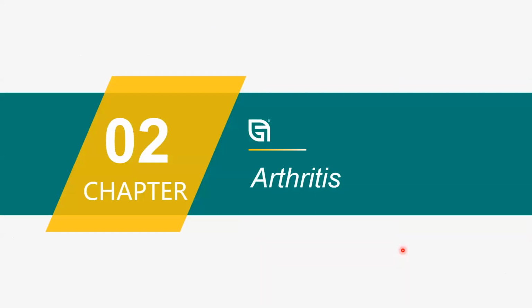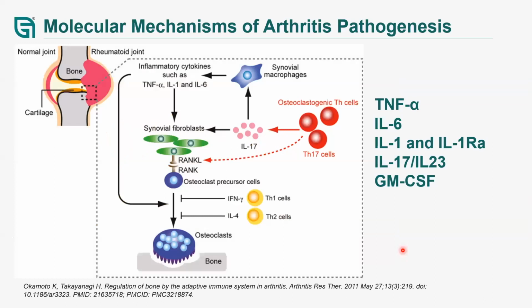I'll now review autoimmune rheumatoid arthritis disease and mouse models recapitulating human rheumatoid arthritis disease. IL-17 producing helper T cells, or Th17 cells, have stimulatory effects on osteoclastogenesis and play an important role in the pathogenesis of rheumatoid arthritis through IL-17.